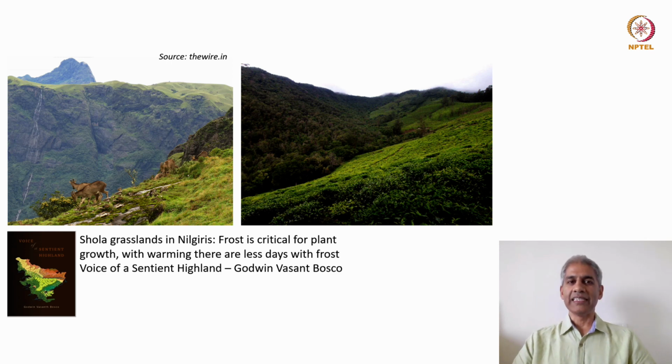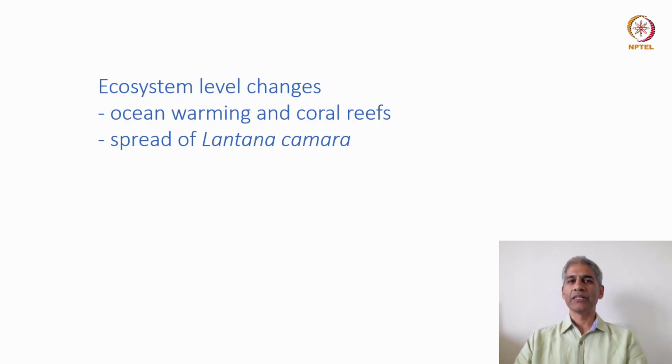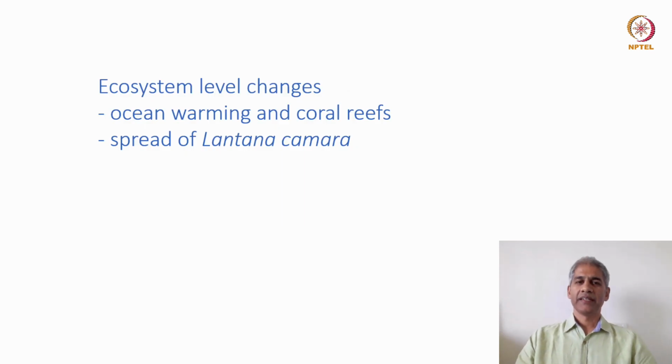Now, within these high mountain species, frost is critical for the plant growth. And with warming, there are now less days with frost, which means that plant growth is affected, thus also affecting plant mortality. Moving on to ecosystem level changes, we will look at two studies. One is on ocean warming and coral reefs, and the other is looking at the spread of Lantana camara.